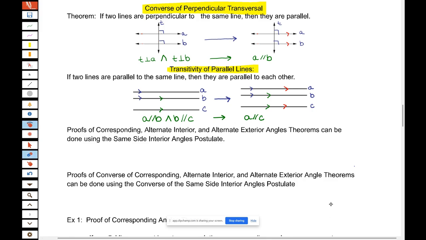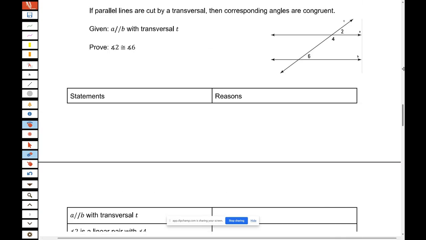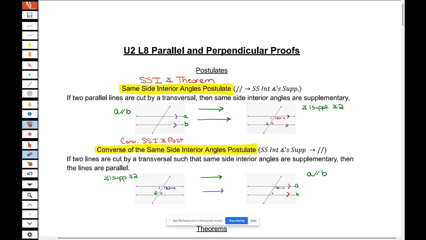All right, so I believe we have 3 practice proofs that involve these things that we will do in the next video. So I'm going to pause this here. Join us for the next video where we're going to practice some proofs involving these rules.